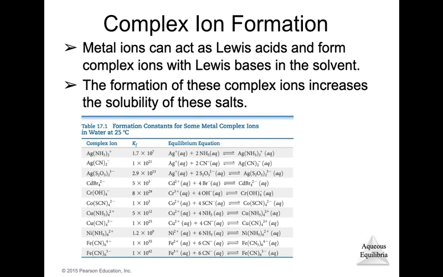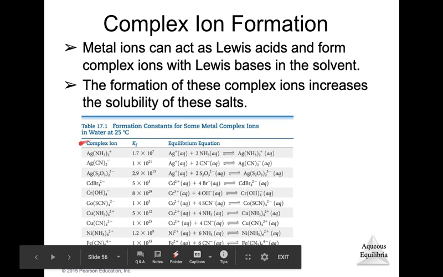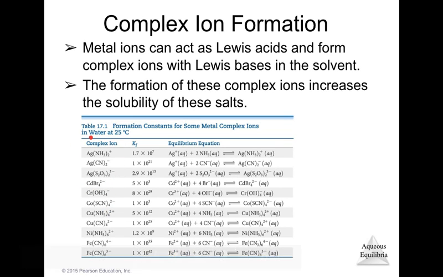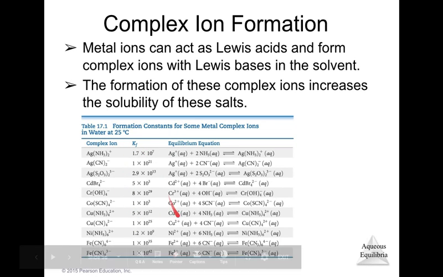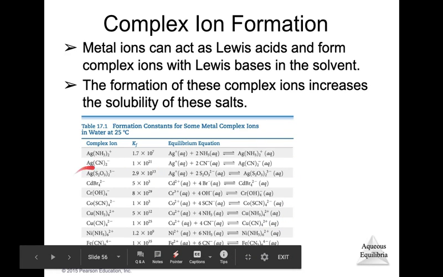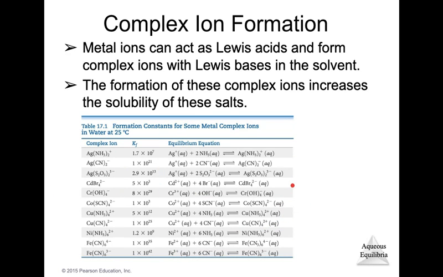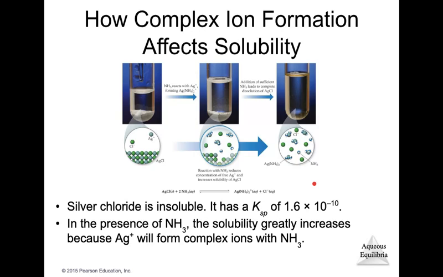So metal ions can act as Lewis acids and form complex ions with Lewis bases in the solvent. The formation of these complex ions increases the solubility of these salts. So what do we mean by these complex ions? These right here, you can tell, are a lot more complex in their formula, obviously. So these are the complex ions that they're referring to, and they give you specifically a Kf value and an equilibrium expression to work with. So this, again, is the type of information that's going to be provided to you. So don't worry about having to figure any of this stuff out, okay?